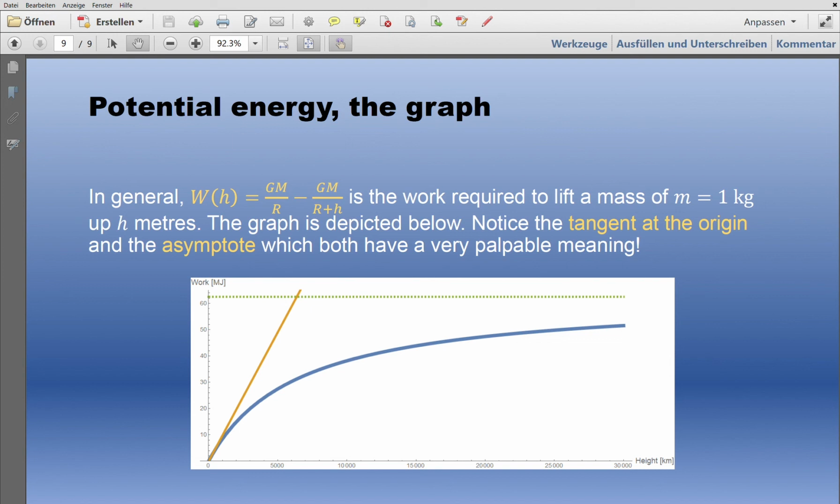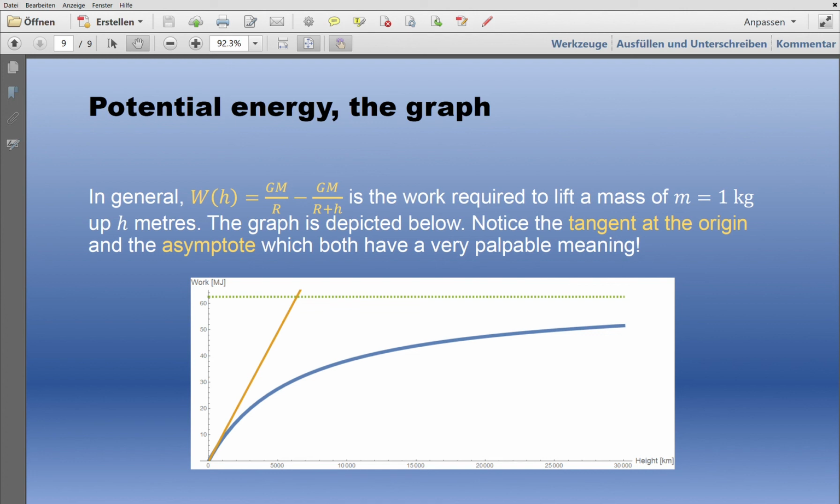Pause your video and think about the meaning of the two lines. There is this yellow or orange line and there is this dotted green line. What do they mean in physics? What is their palpable meaning? Pause the video.